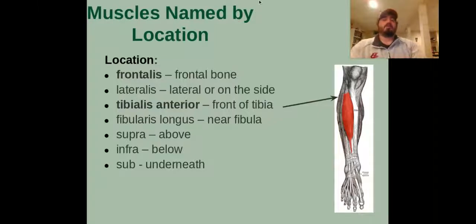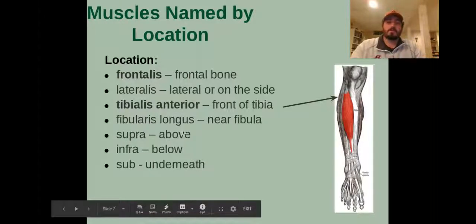And I'm just going to go through some of these examples here, right? So the frontalis, okay, is on the frontal bone. Lateralis is on the side. Here's a great one, and this is our example here. Tibialis anterior, all right? Remembering way back to our first chapter in anatomy, anterior means towards the front, right? And tibia is your shin bone. So tibialis anterior, right? It's a muscle that runs down the front of our tibia, okay?